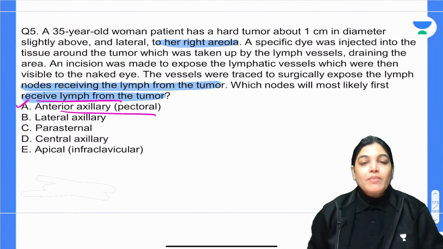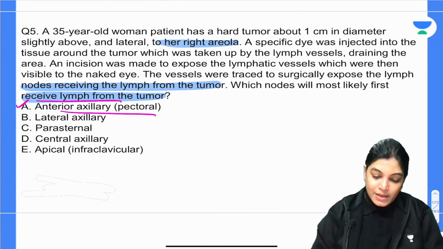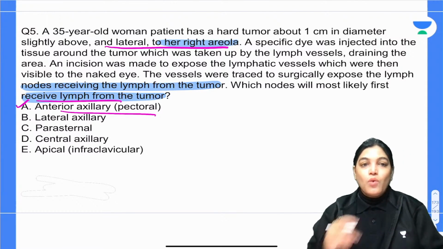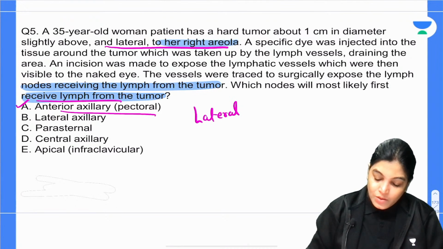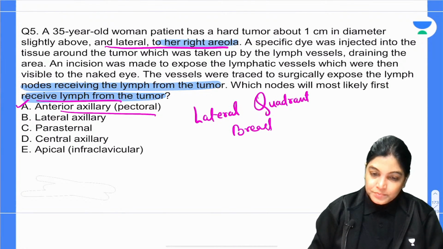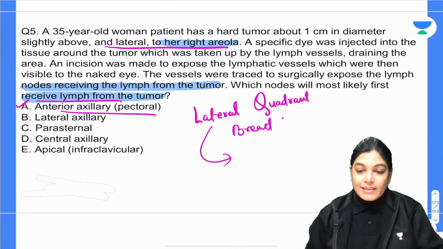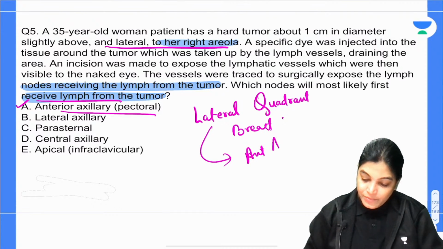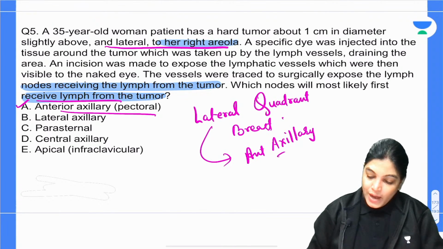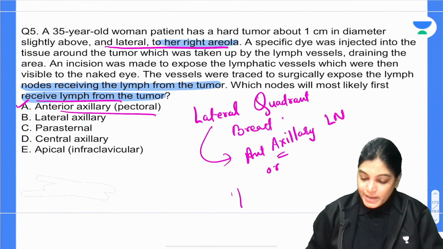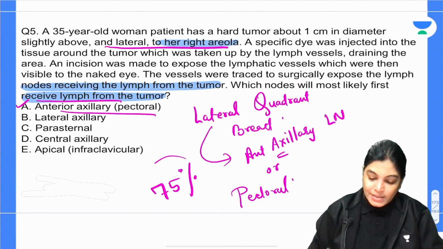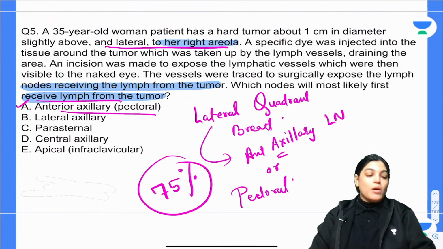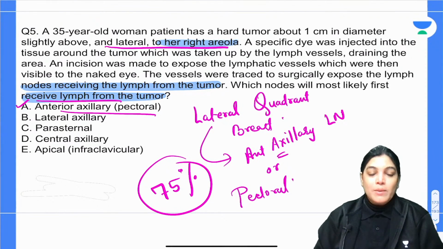The reason is the lateral quadrant of breast. See here, lateral to her right areola. What does that mean? Lateral quadrant of breast. When we are talking about the lateral quadrant of breast or mammary gland, basically the lymphatics are draining into the anterior axillary lymph node, which is also called the pectoral group of axillary lymph node. Actually 75% of the lymphatics of the breast are draining here. The more commonly involved is the anterior group or the pectoral group.